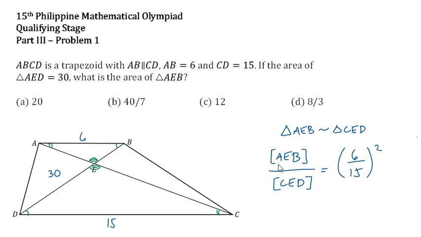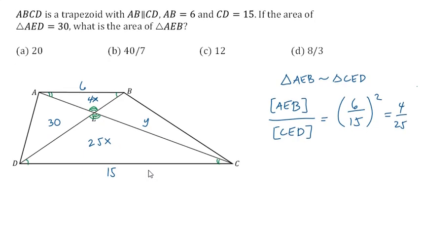So the area of triangle AEB divided by the area of triangle CED, or the ratio of the areas, is equal to 6 over 15 squared. Simplifying, we obtain 4 over 25. And so if the ratio of their areas is 4 over 25, I can represent the area of triangle AEB by 4x and that of triangle CED by 25x. Now, I'll also represent the area of triangle BEC by y.